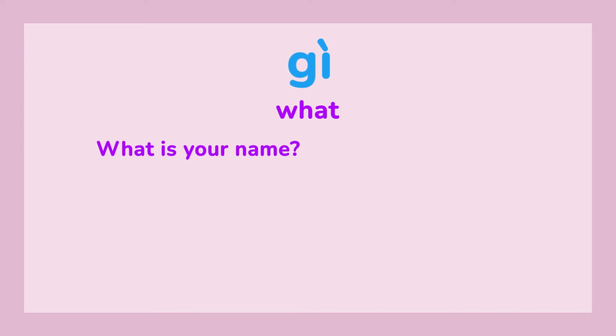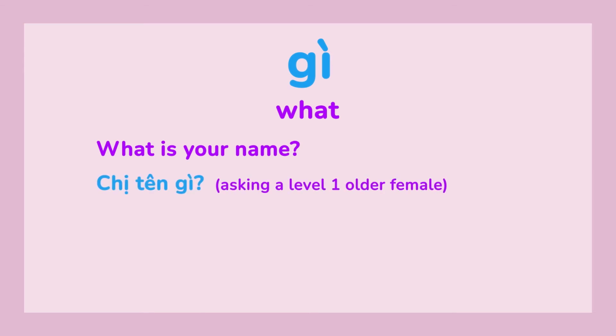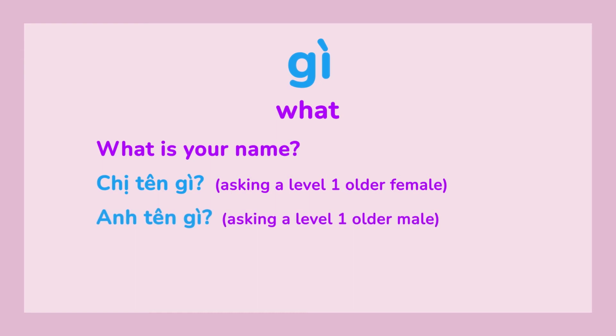Now let's learn how to ask people's names. We have the word gì. Under the spelling is gì, the pronunciation in Southern Vietnamese is gì. Gì means what, so to ask what is your name in Vietnamese, you could say, for example, chị tên gì? Anh tên gì? Em tên gì?